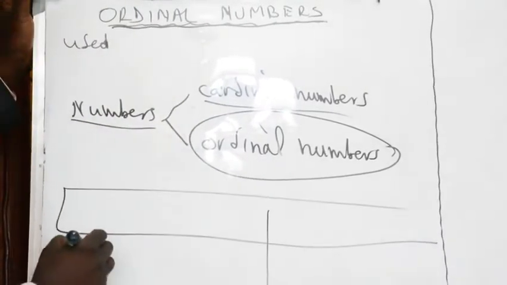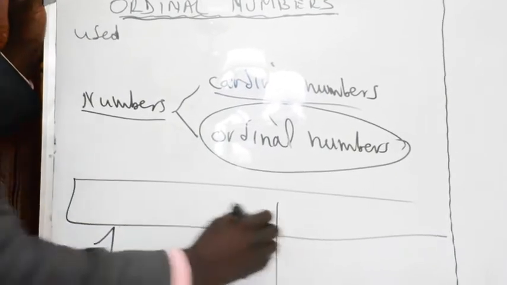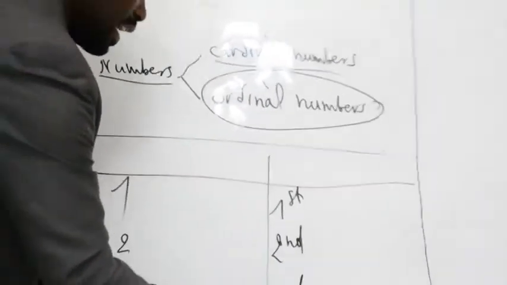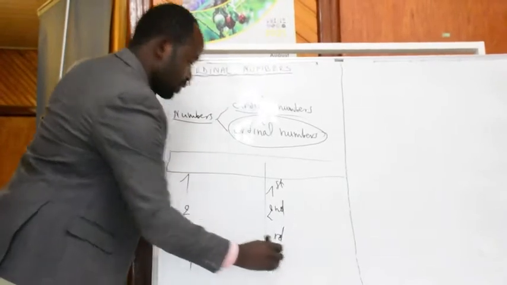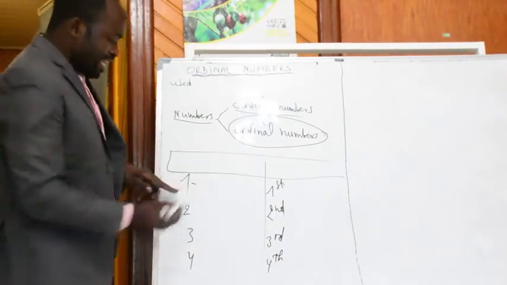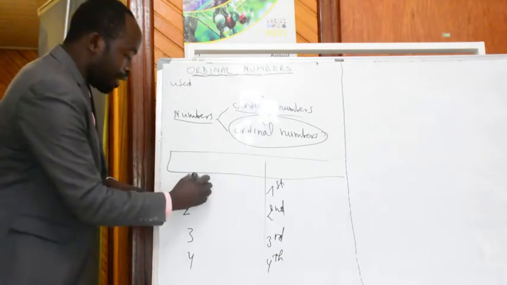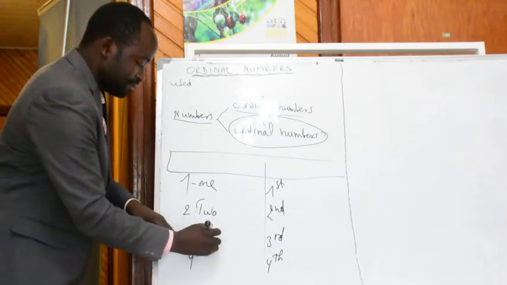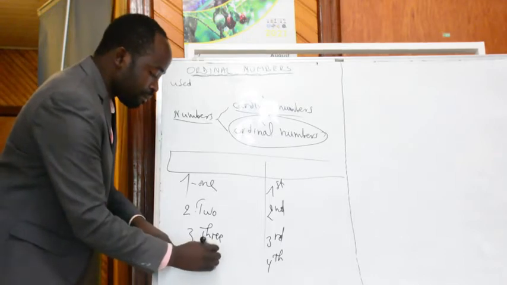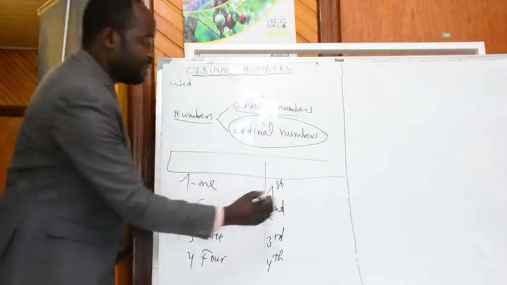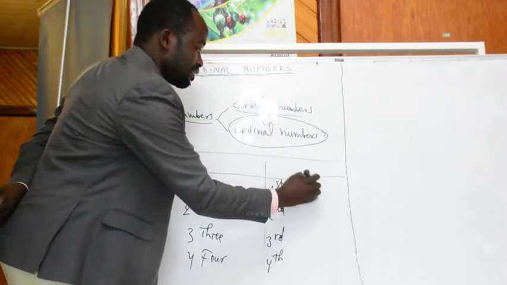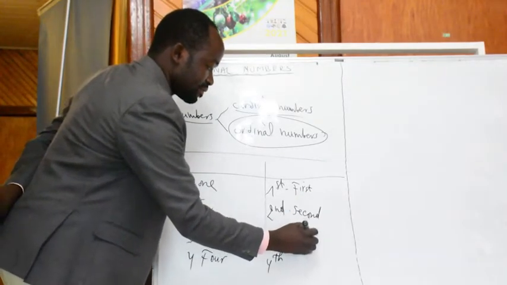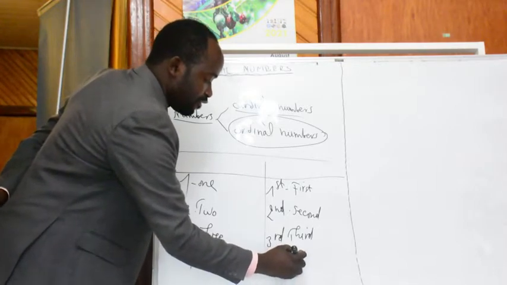When you see this and this, look at those examples. Here, when I speak this out, this is one, this is two, this is three, the next one is four. But when I jump there, you see this is first, here second, and the third, lastly the fourth.